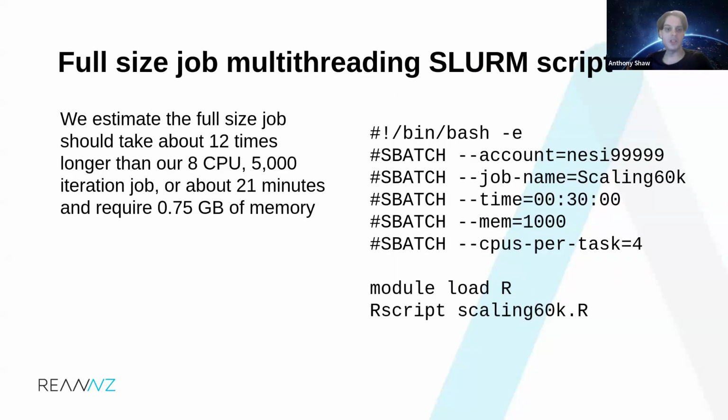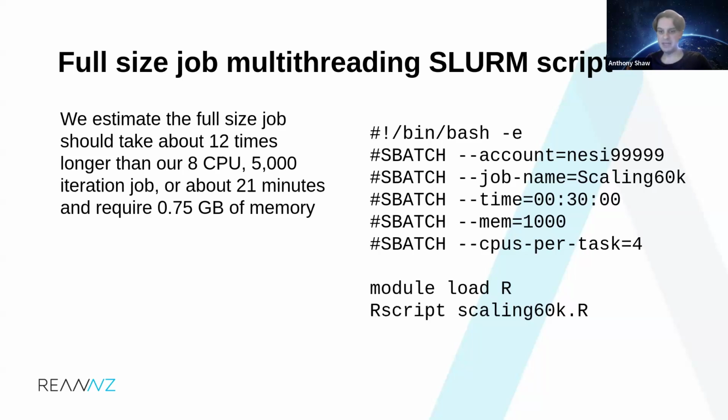And so now that we know approximately our full-size job CPU, memory and wall time requirements, we can try to estimate the total resource requirements of our 60,000 iteration job. From this, we can estimate that for an 8 logical CPU or 4 physical CPU job, it's going to need about 0.7 gigabytes of RAM. And it's also going to need about 21 minutes, since the 8 CPU 5,000 iteration job took 1 minute and 45 seconds, and 12 times that goes to about 21 minutes.